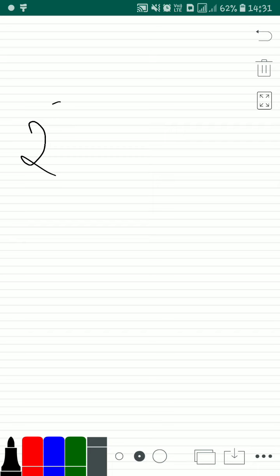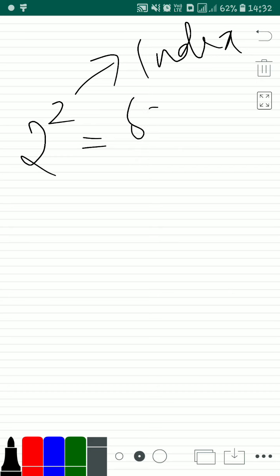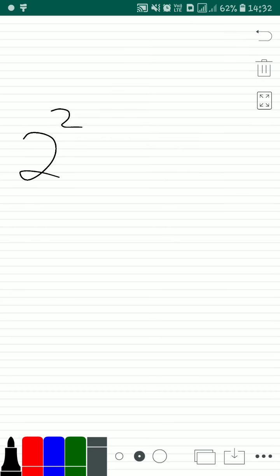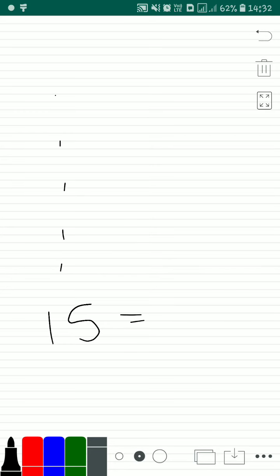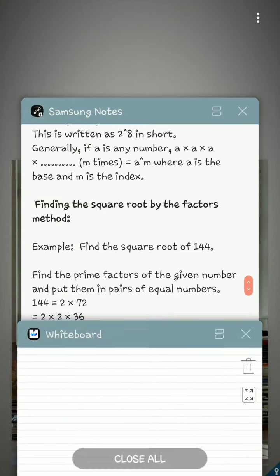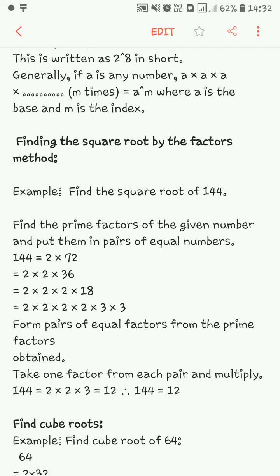Next is 2 square. If there is 2 as the index, it means it has to be called a square. So 2 square is equal to 2 into 2, because m is equal to 2, which will give you 4. And so on, you have to find it till wherever you want to learn it. That's it in squares. Now finding the square root.